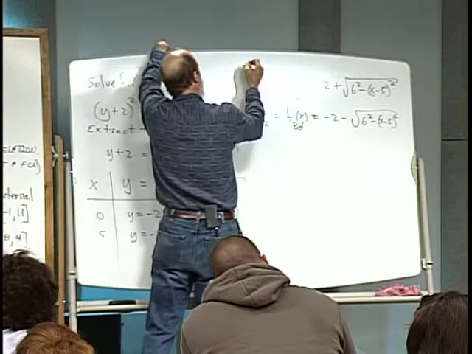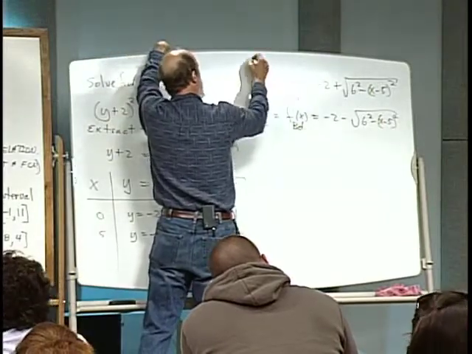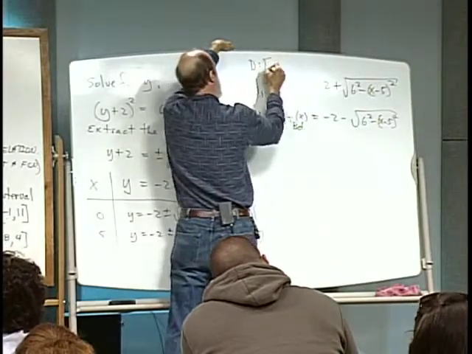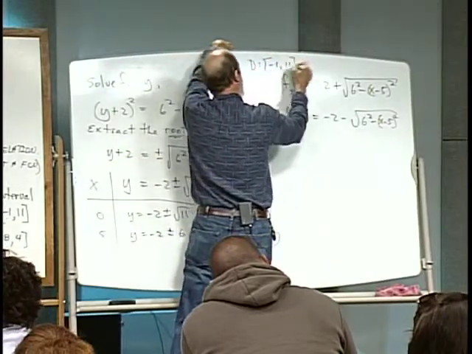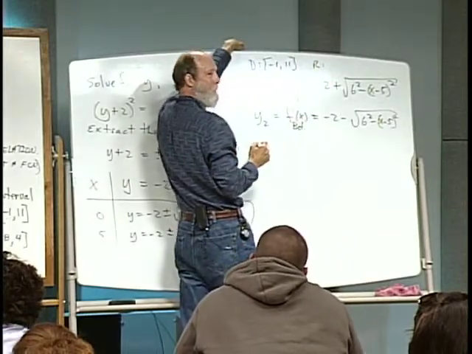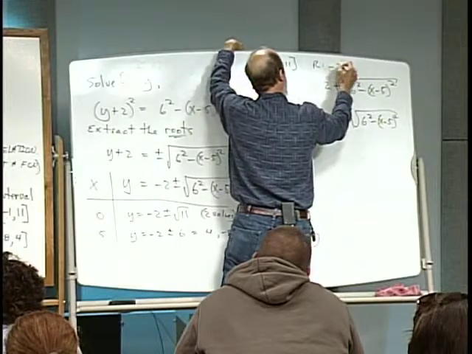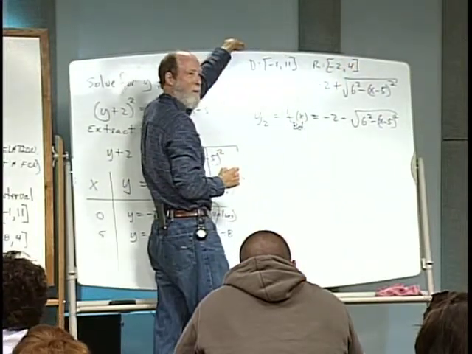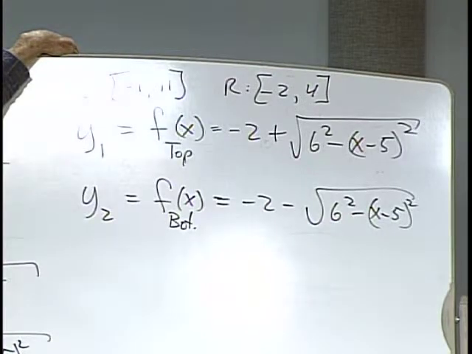What's the domain of this top one here? It's still -1 to 11. What's the range of the top one? -2 to 4, right? Look at the picture if you wish to.